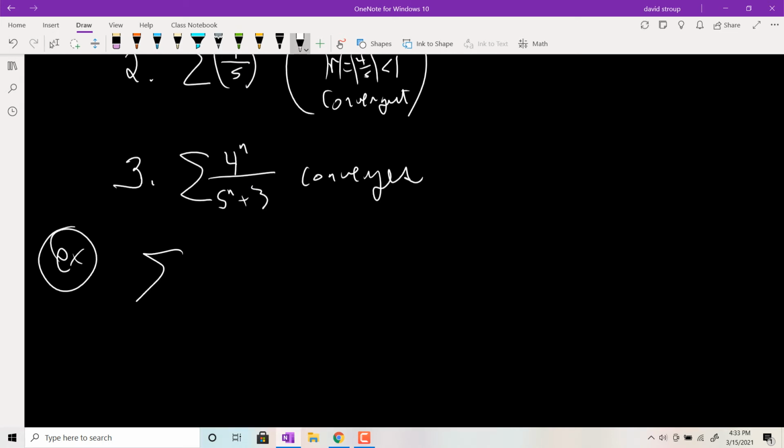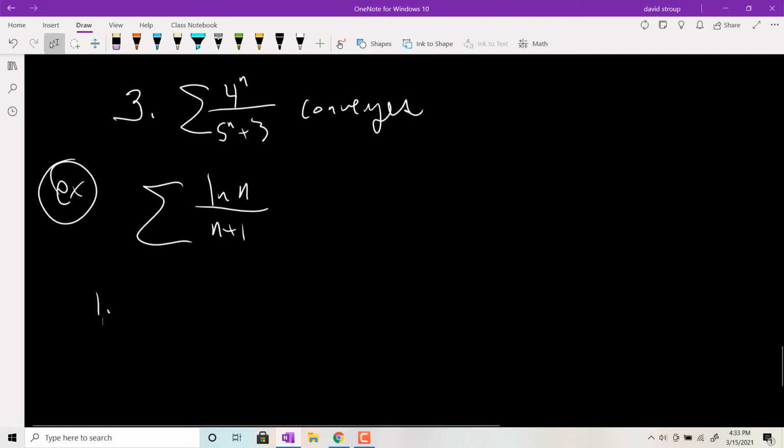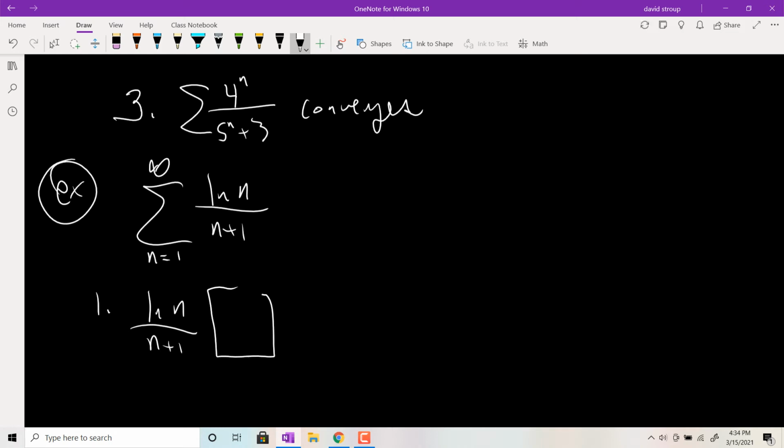Example: the series of ln of n all over n plus 1. First, the n value is going from 1 to infinity. So anyways, first I do my comparison: ln of n all over n plus 1, and compare it to something that seems familiar. So I believe if I just put 1 instead of ln n all over n plus 1, this new thing I've created will be less, because I've reduced the numerator.